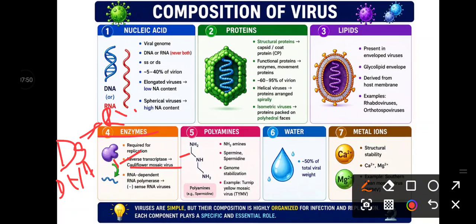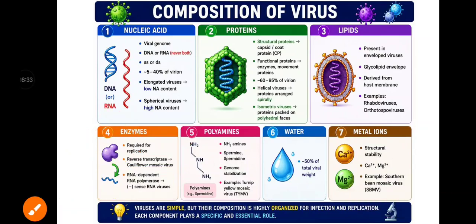Then another enzyme a virus generally possesses is RNA dependent RNA polymerase. Means from RNA another RNA will form, and this type of enzyme is generally contained by negative sense RNA viruses or double stranded RNA viruses also. And the rest of the nucleic acid types, like single stranded RNA virus or single stranded DNA virus, actually use the host enzyme for replication. But viruses like RT virus and this RNA dependent RNA polymerase, these viruses themselves contain the enzyme for the replication of their genome.